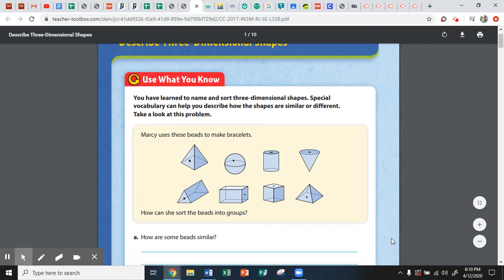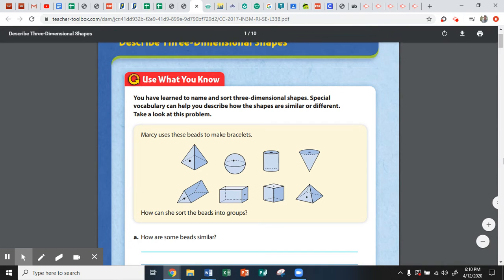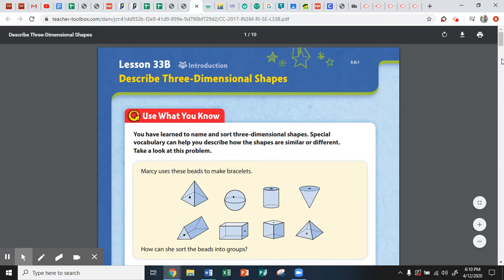Hi guys, today we're going to continue talking about shapes. Today we're actually going to be talking about three-dimensional shapes. So if you'd like to follow along in your Ready Math textbook, this is lesson 33B, Describe Three-Dimensional Shapes. I'm on page 382. If you'd like to follow along, please do. 382. So here we go.